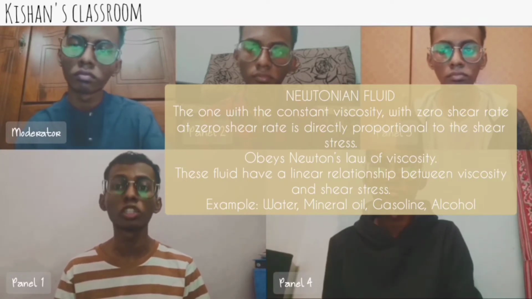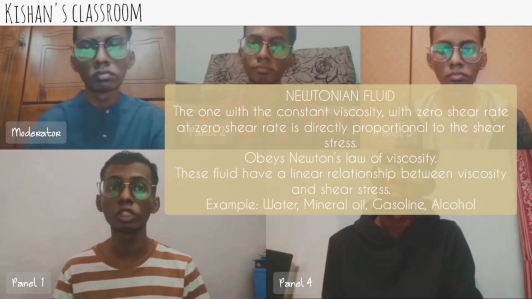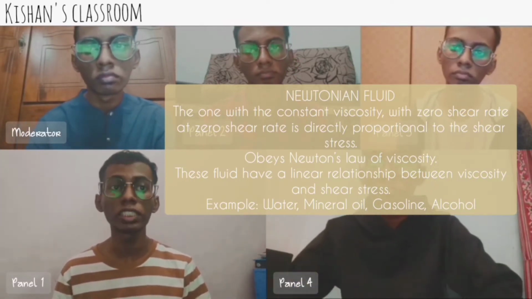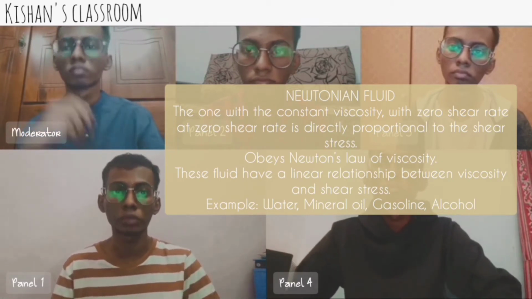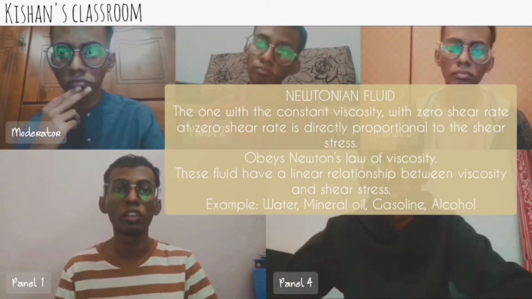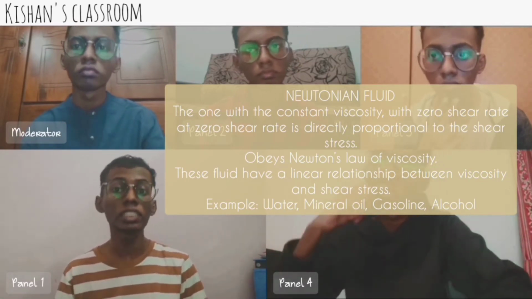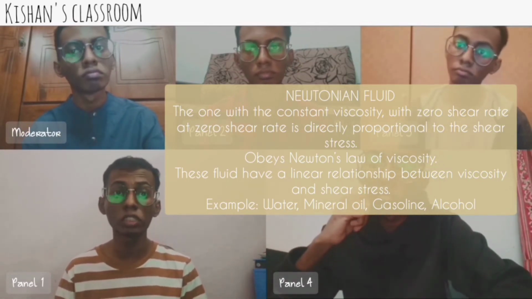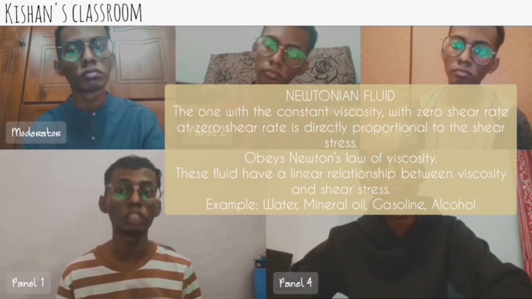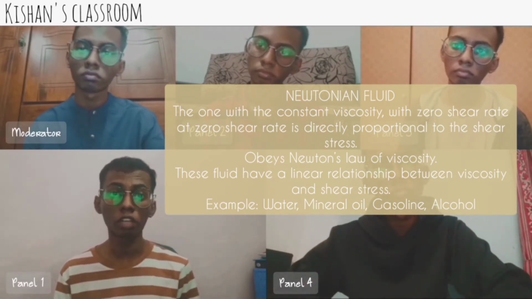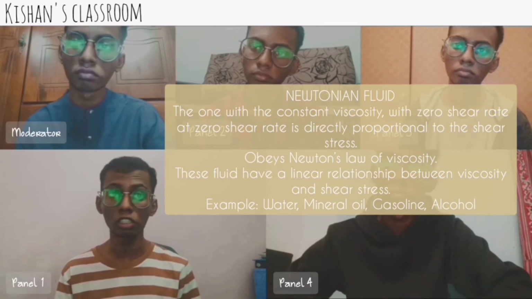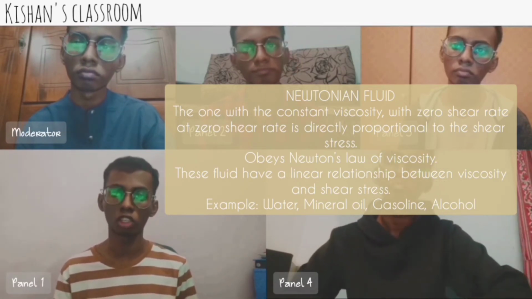Newtonian fluid is the one with a constant viscosity with zero shear rate. At zero shear rate, it's directly proportional to the shear stress, which is independent on the shear rate, and it obeys Newton's law of viscosity. This Newtonian fluid have a linear relationship between viscosity and shear stress. So the examples of fluid are water, mineral oil, gasoline, and alcohol.